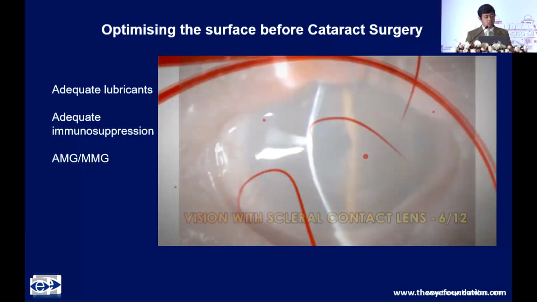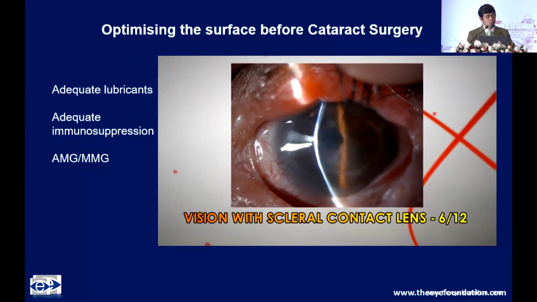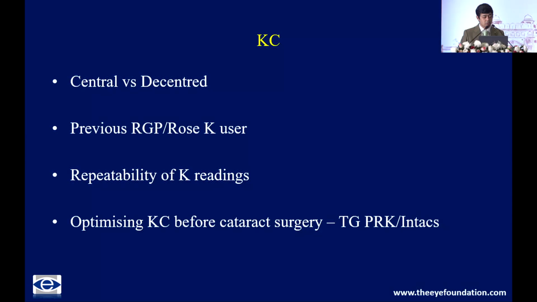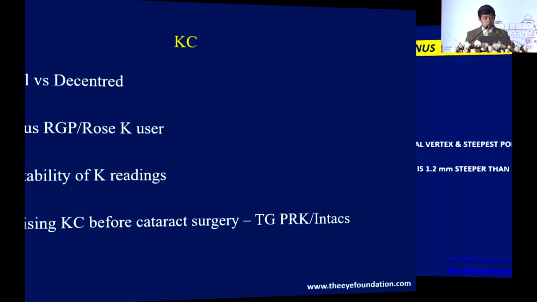Ideally, with the scleral contact lens, these patients do extremely well once the cataract is removed, and they can continue to enjoy a good quality of vision. In keratoconus, a very common, very underdiagnosed condition, whenever you see irregular K readings, mires not being good, get a topography done.